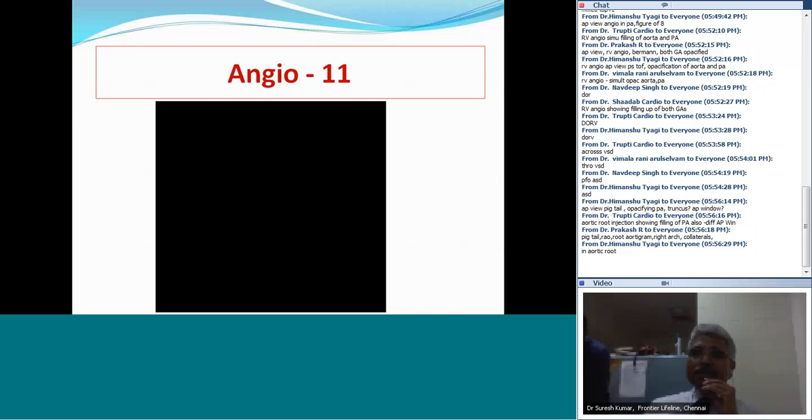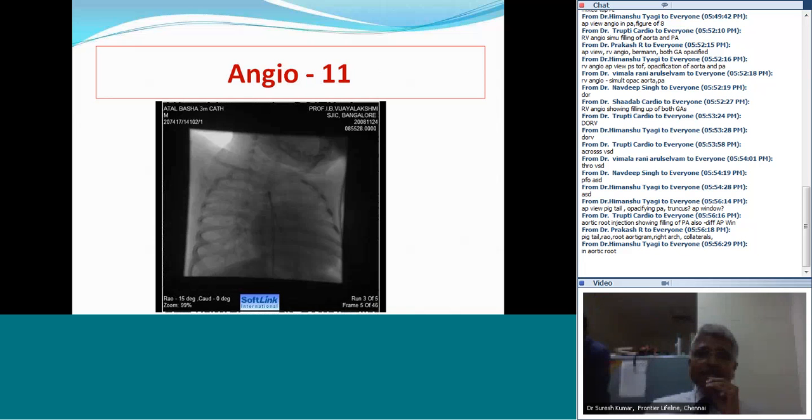So I think we've covered most of the stuff that we wanted to talk about. So pulmonary stenosis, peripheral pulmonary stenosis, and bleeding tendency. These children can have a tendency to bleed.